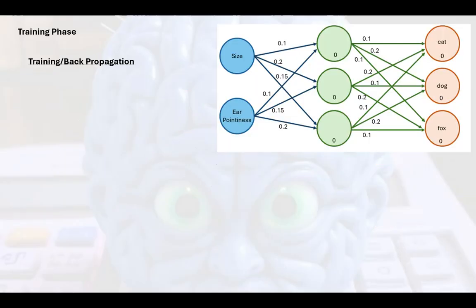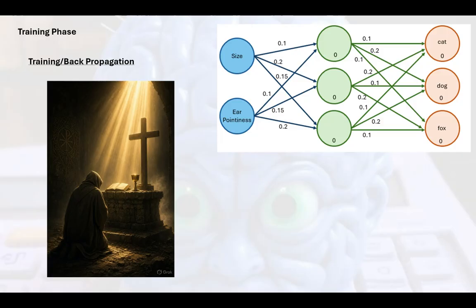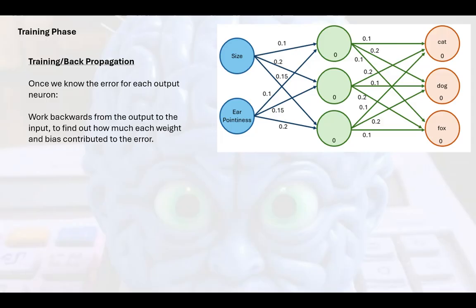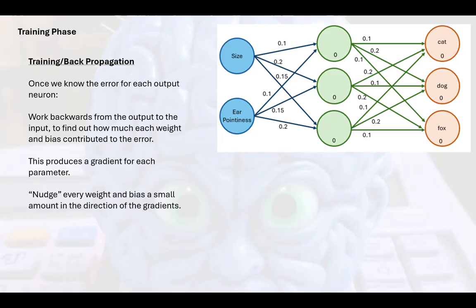Now we need to train our neural network using backpropagation. The process and the maths behind this is not required for VCE algorithmics, so you can ascribe it to the mystery of faith, but if you're interested, once we know the output for each neuron and we know the corresponding error, we work backwards from the output to the input to work out how much each weight and bias contributed to that error. This gives us a gradient for each of those parameters, so the weights and bias are parameters. And then we nudge every weight and every bias a small amount in the direction of those gradients.